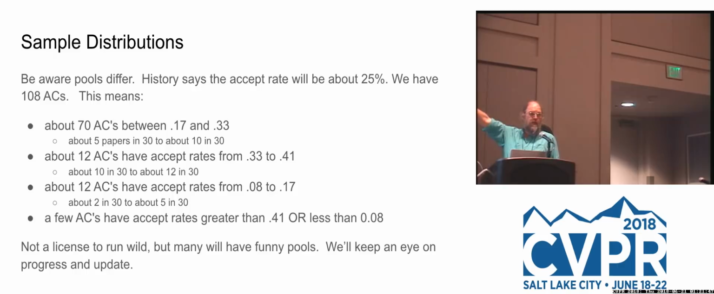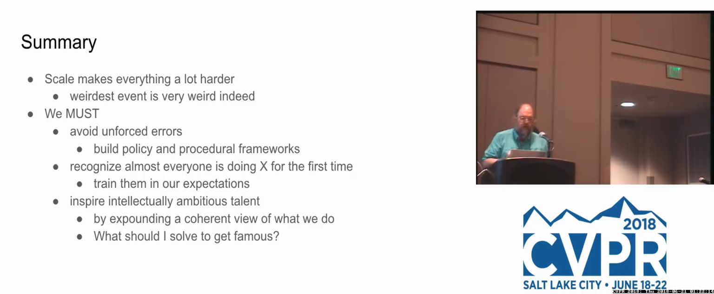A few ACs will have accept rates greater than 0.4 or less than 0.08. And these people are terrified because they think they're the sort of head meanie of CVPR because they're accepting nothing. But actually, they're just the lucky winner of a large variance effect. We have to be aware that in very large pools, variance does really funny things when you look at small samples. Okay, scale makes everything a lot harder. The weird stuff is very weird. We have to avoid unforced errors. We can make mistakes that we can't avoid, but we should not make the mistakes that we can avoid.